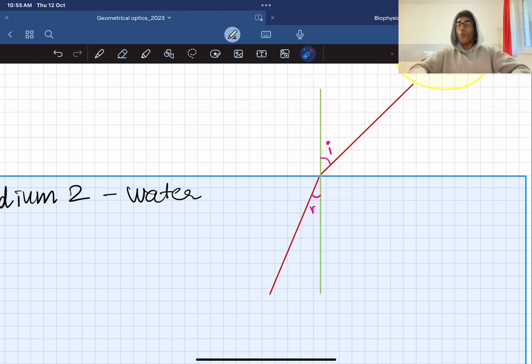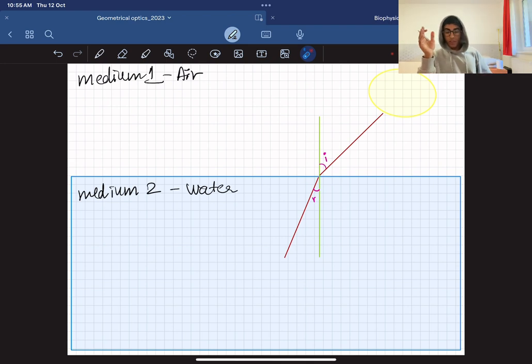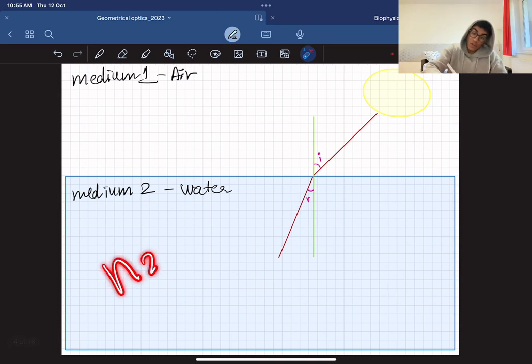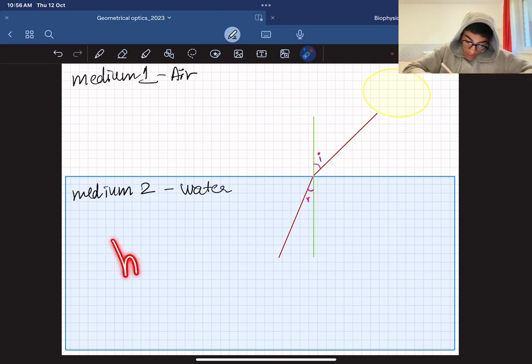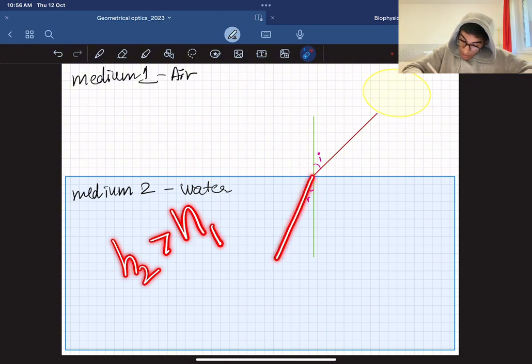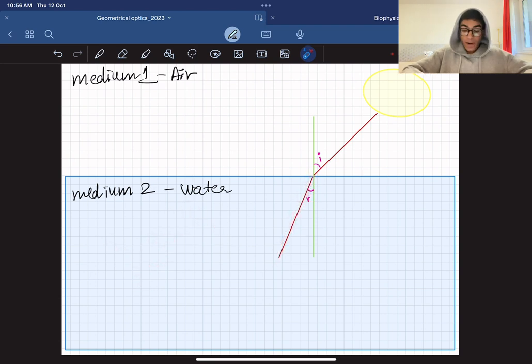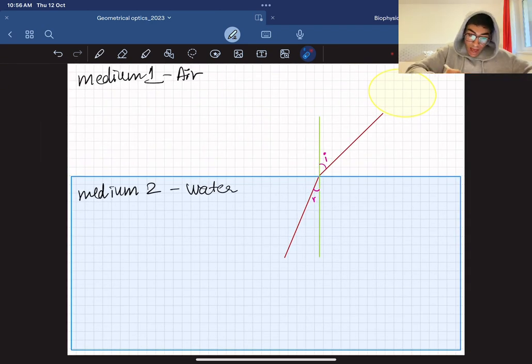Why is that? If you have a bit of sense, you will know that water is more dense than air, so it has a higher refractive index, N. N2 is greater than N1. What does this mean? It means the speed of light in water is slower than the speed of light in air. Whenever the refractive index of medium 2 is greater than that of medium 1, the ray bends towards the normal. But let's draw another ray this time. One second. Let's say we have a torch right here.